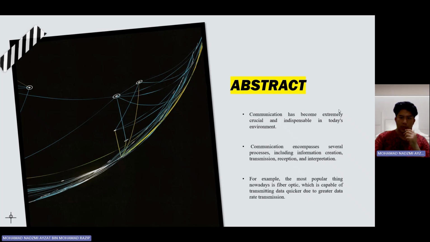So on abstract, communication has become extremely crucial and indispensable in today's environment. Communication encompasses several processes including information creation, transmission, reception, and interception. For example, the most popular thing nowadays is the fiber optic, which is capable of transmitting data quicker due to the greater data rate transmission.